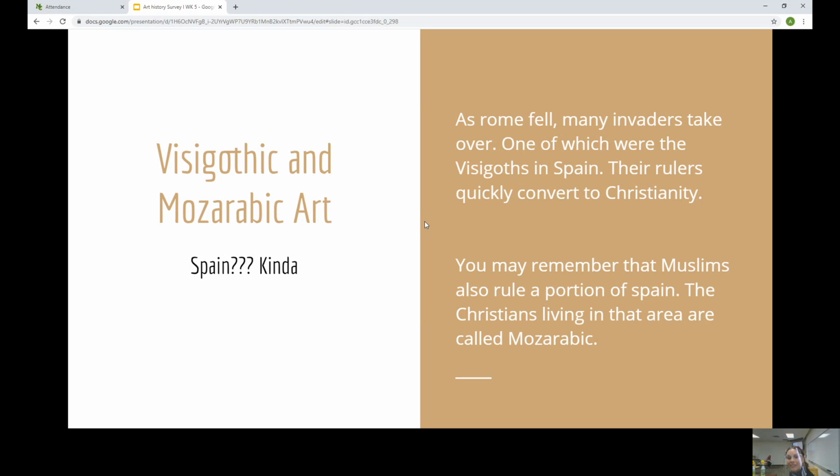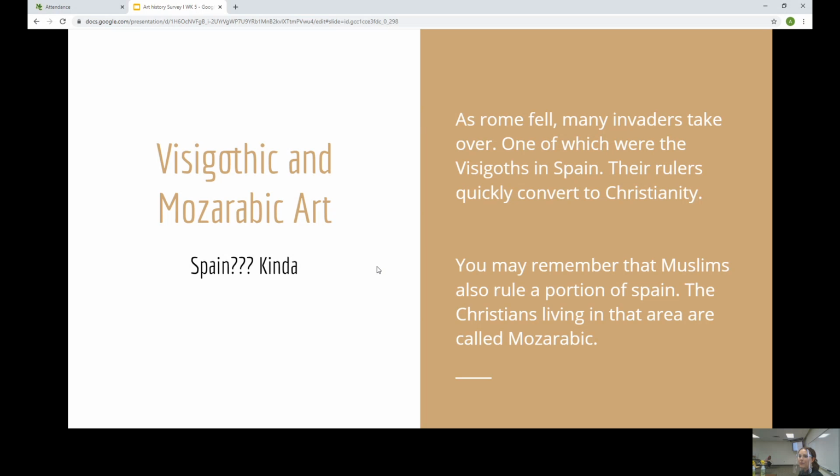So we are going to talk about Spain. If you remember back to that picture, there was a little itty bitty sliver in the northern portion of Spain that is not Arabic. It was in red. So it's kind of Spain, but not really Spain, part of Spain. We'll talk about part of Spain.